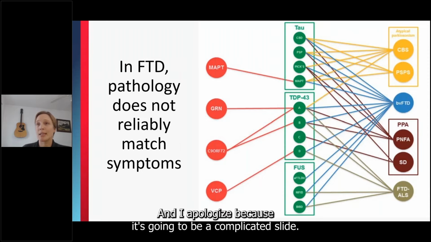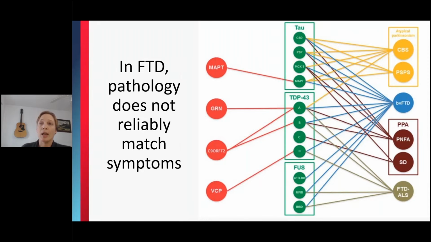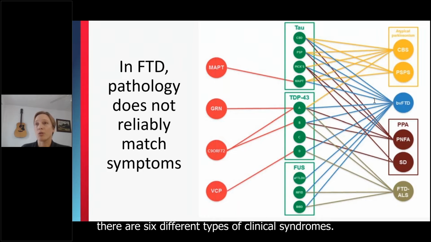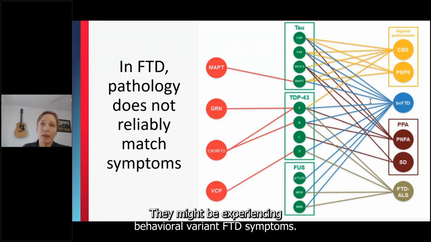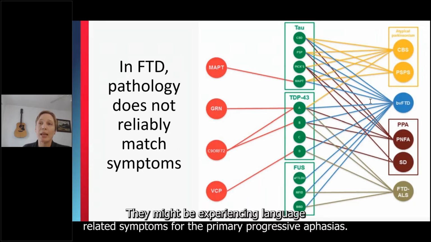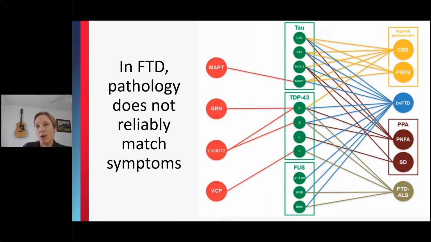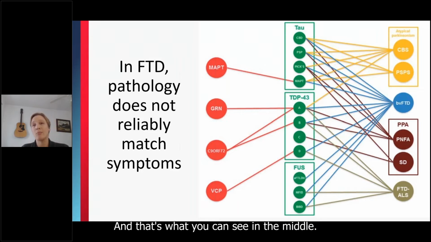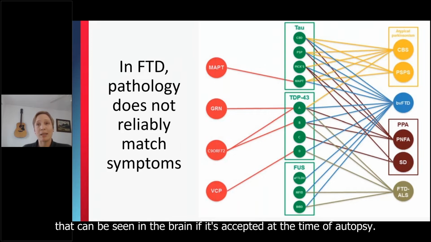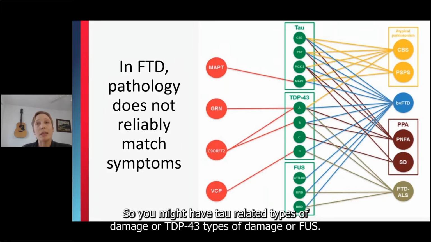And I apologize because this is going to be a complicated slide, but if you look here on the right, you can see that this is more the 6 different types of clinical syndromes. Somebody who has FTD might be experiencing symptoms related to Parkinson's disease, like with CBS and PSP. They might be experiencing behavioral variant FTD symptoms. They might be experiencing language-related symptoms for the primary progressive aphasia, or they might be experiencing FTD ALS. But those clinical symptoms do not cleanly match onto a single type of damage in the brain. And that's what you can see in the middle. That green column are different types of damage that can be seen in the brain if it's expected at the time of autopsy. So you might have tau-related types of damage, or TDP-43 types of damage, or FUS.